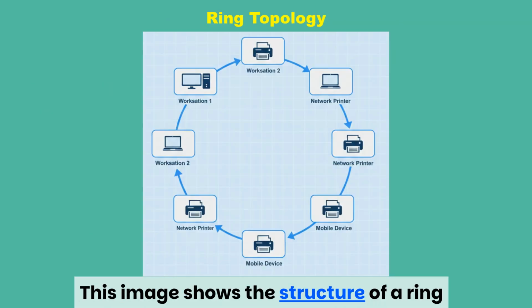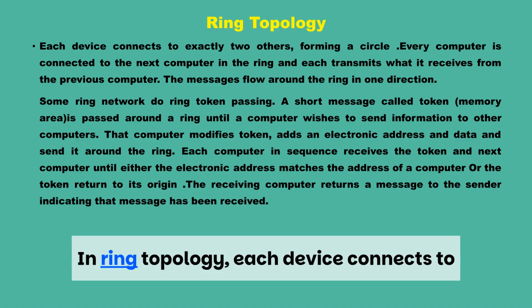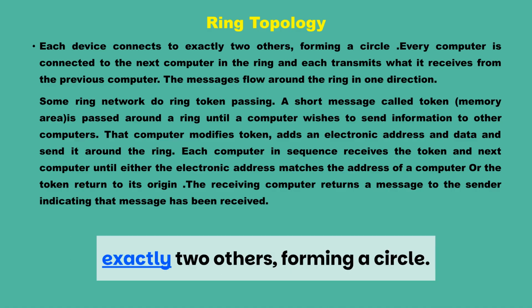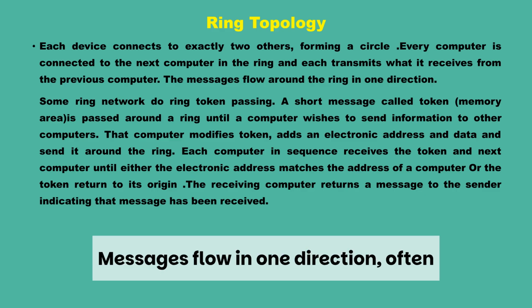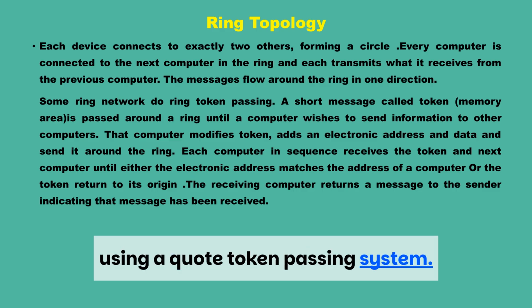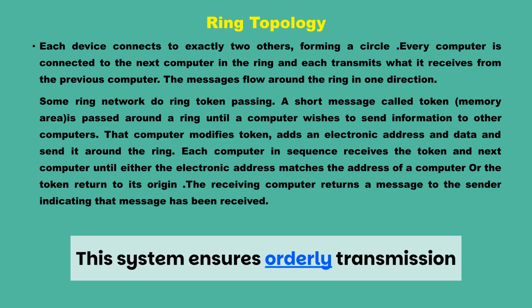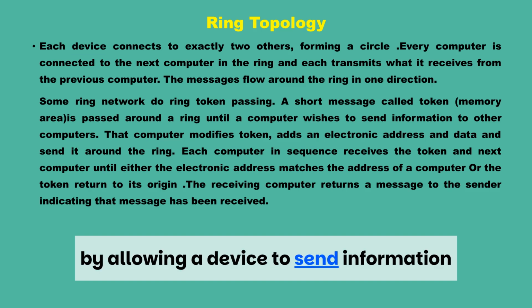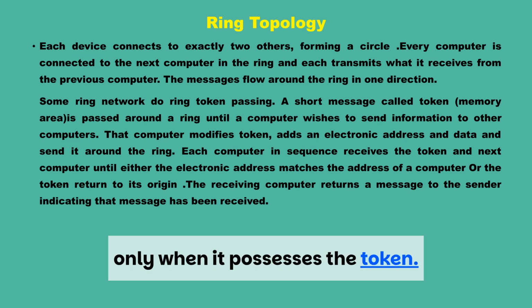This image shows the structure of a ring topology. In ring topology, each device connects to exactly two others, forming a circle. Messages flow in one direction, often using a token passing system. This system ensures orderly transmission by allowing a device to send information only when it possesses the token.